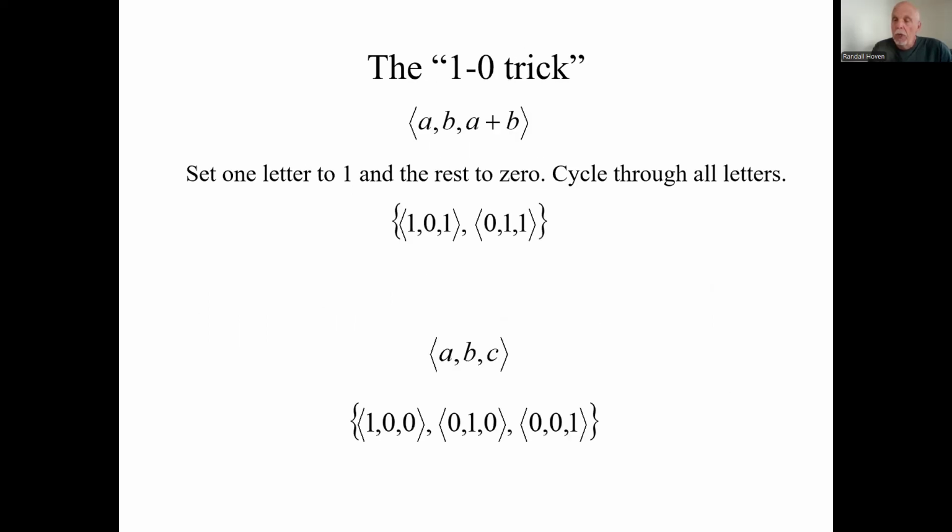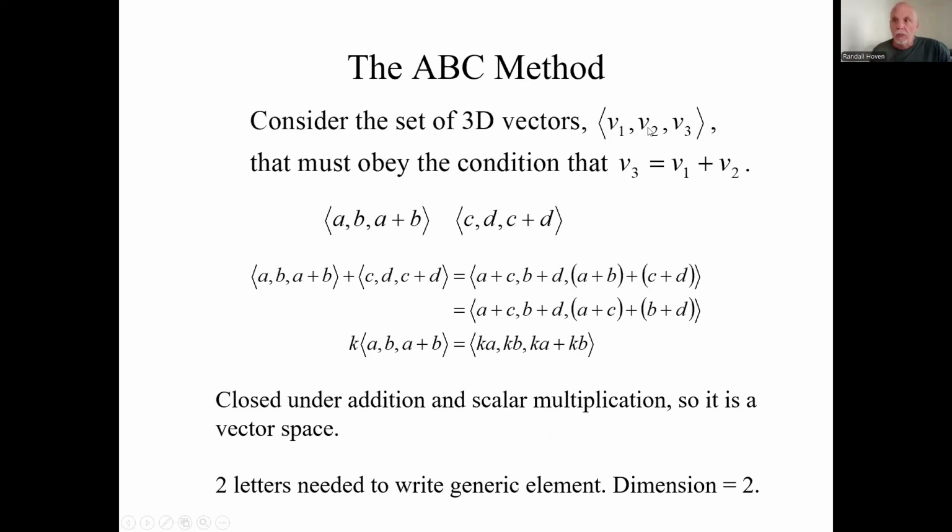Now, how do we come up with a basis? We want it to be linearly independent, right? The easy way to do that is I call it the 1-0 trick. Here's your generic element. You go through letter by letter, setting one to 1 and the rest to 0 in sequence until you've done all the letters. So in this case, I'll set A to 1 and B to 0. So I'll get 1, 0, 1. The second one, I'll set A to 0 and B to 1. I get 0, 1, 1. That's a basis for this vector space.